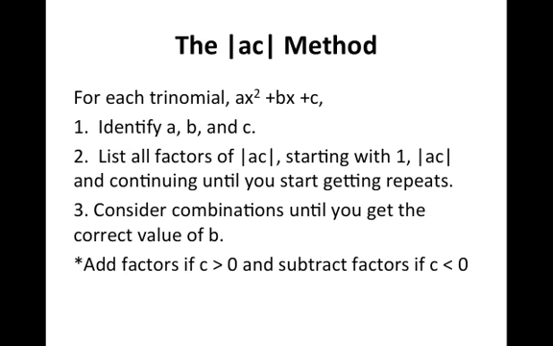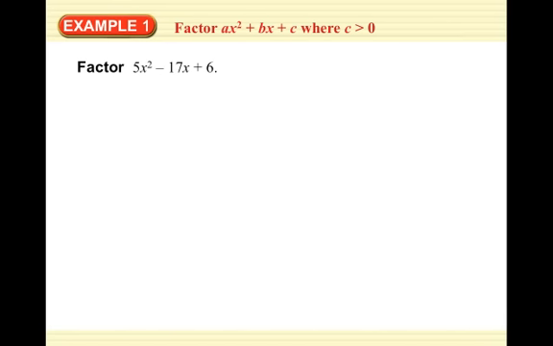Then you're going to consider combinations until you get the correct value of b. By combinations, that means add or subtract. You're going to add if c is positive, and you're going to subtract if c is negative. Okay, so let's see this in action. We're going to factor 5x squared minus 17x plus 6.